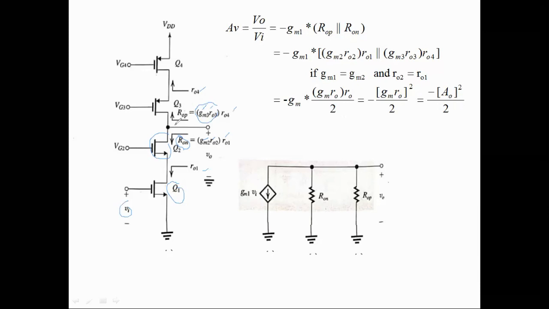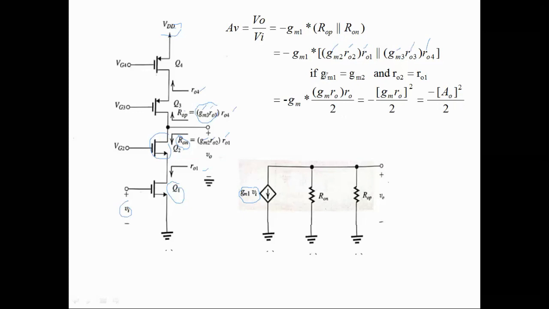I am going to represent the equivalent circuit of this. gm1 into Vi is the current source, and it should have resistance. One is RON, the other is ROP. For the AC circuit, ROP goes to ground, so ROP is connected like this to ground. This is the V0. Now Av equals V0 by Vi, equals minus gm into ROP parallel to RON. ROP is gm2 r02 into r01, parallel to gm3 r03 into r04.